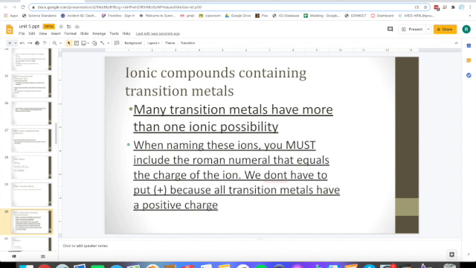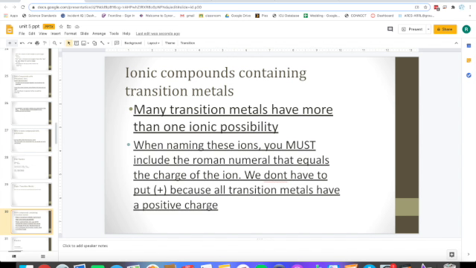Many transition metals have more than one ionic possibility, or basically that's saying it can have more than one charge, just depending on where it's found and what it's bonded with. So that's why we can't just look at the periodic table and figure out what the charge is. When naming these ions, you must include the Roman numeral that equals the charge of the ion. We don't have to put the plus sign in front of the Roman numeral because all transition metals have a positive charge.